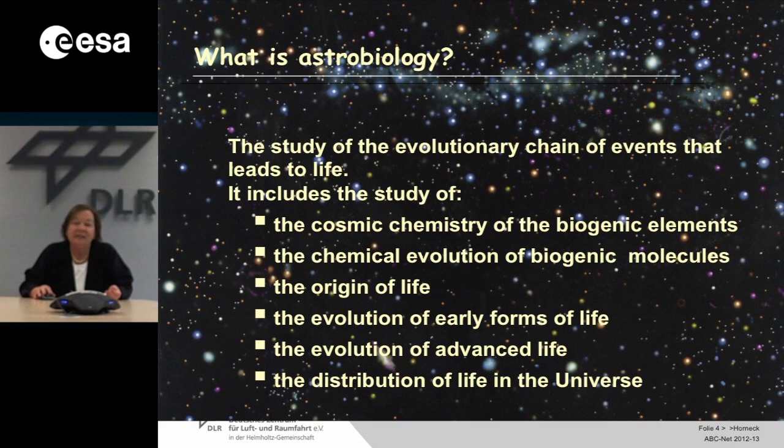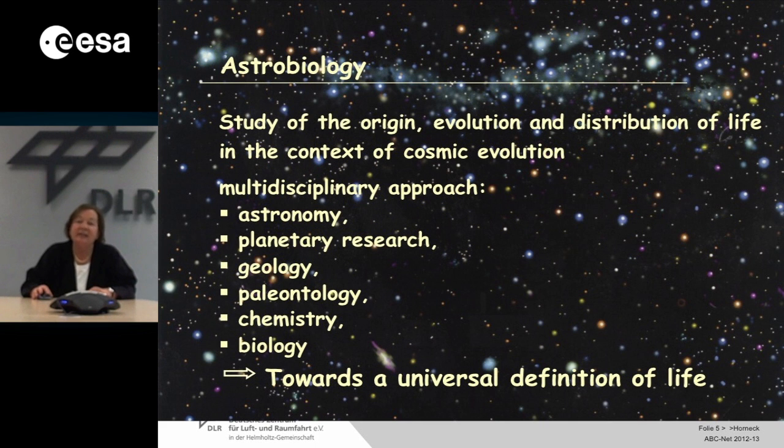How it then starts evolution from first life, and finally evolves to higher advanced life forms, and then it might even distribute in the universe. So these are all questions which are tackled by astrobiology. Astrobiology is actually the study of the origin, evolution, and distribution of life in the context of chemical evolution. So that does not mean that we necessarily want to look for life beyond the Earth.